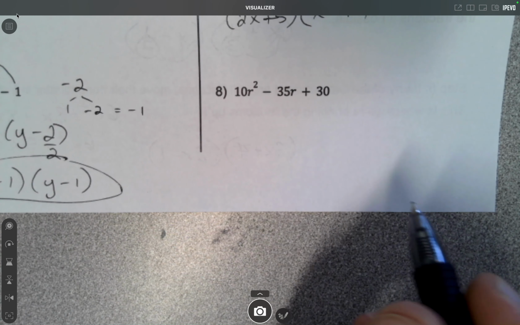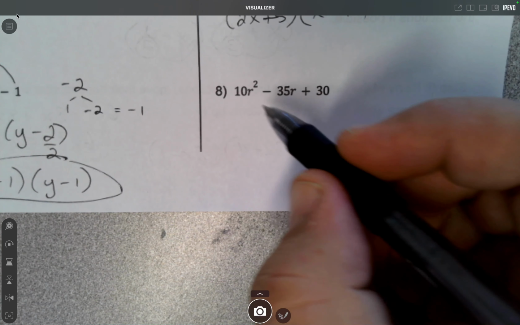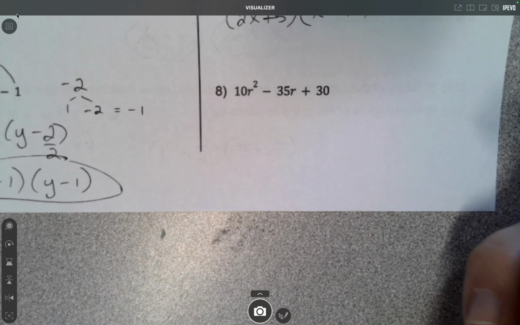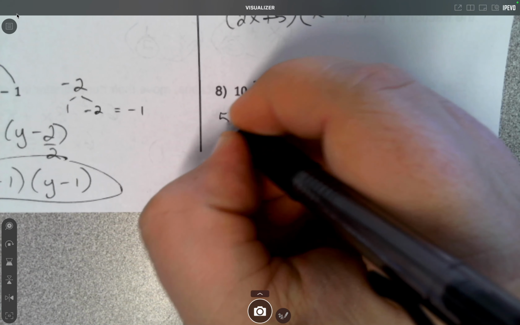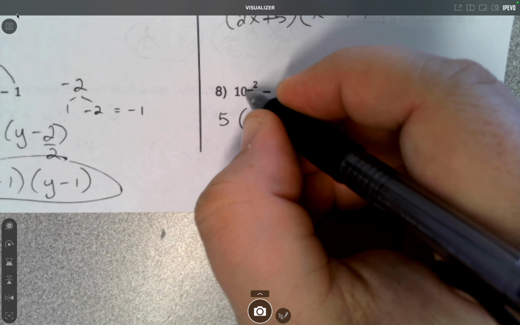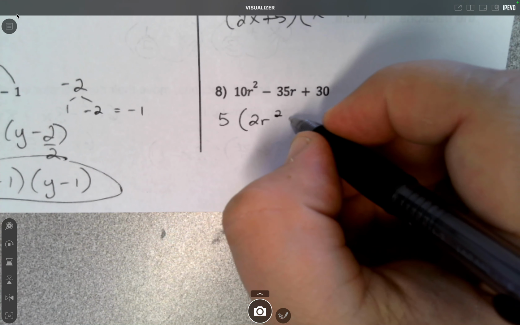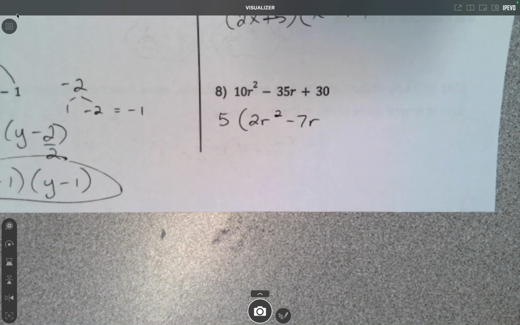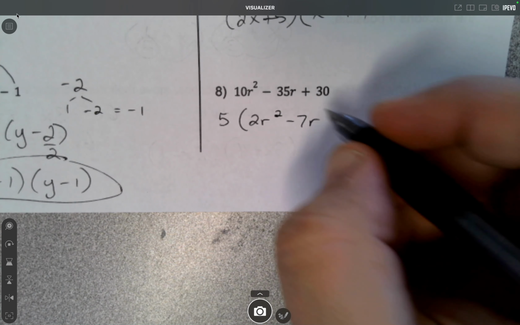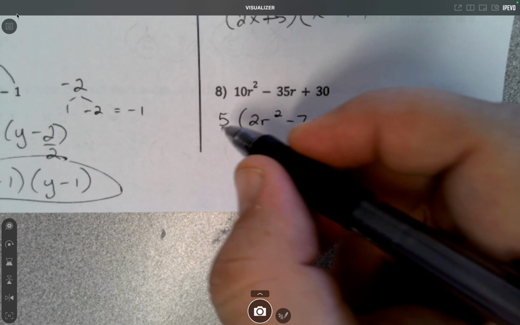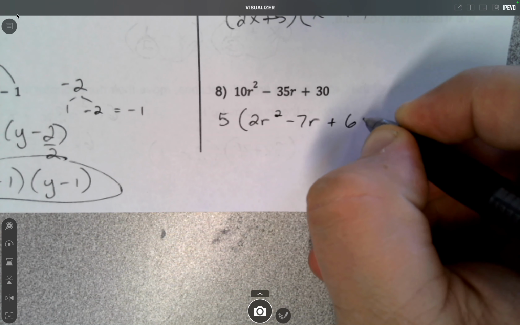Okay, number 8. Again, we got to think about rule number 1. There is something all three of them have in common, and that's 5. So I can factor out a 5. 10 divided by 5 is 2, so we get 2r squared. 35 divided by 5 is 7. And 30 divided by 5 is 6.